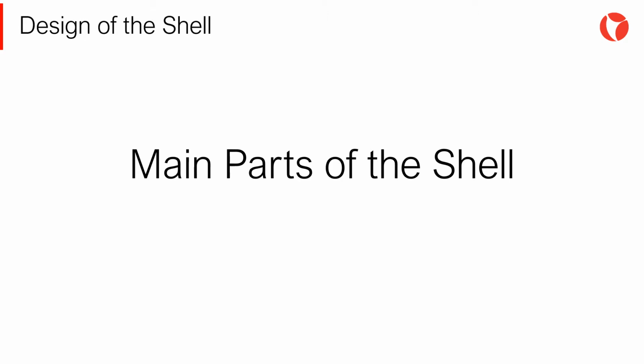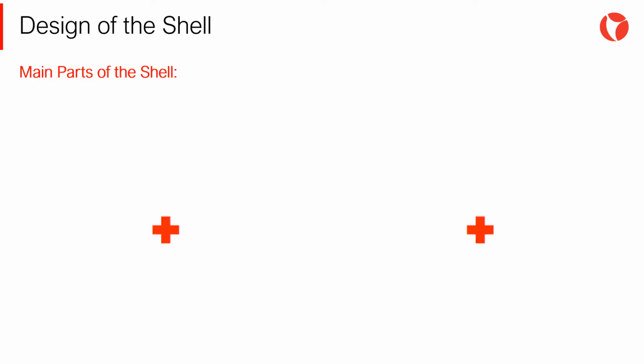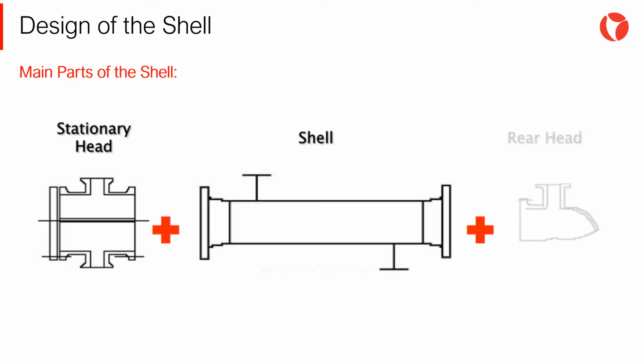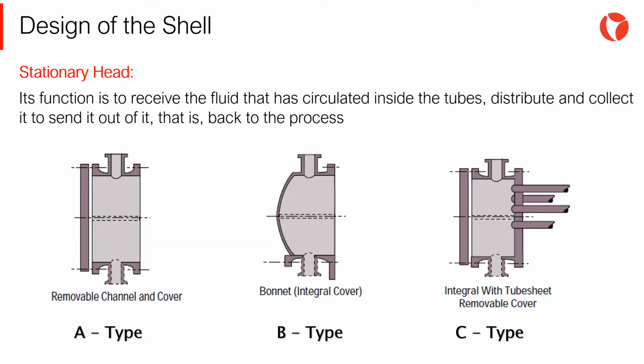Next, the main parts of the shell will be described. Shell and tube heat exchangers are formed by three external elements: the stationary head, the shell, and the rear head. The function of the stationary head is to receive the fluid that has to circulate inside the tubes, distribute it and collect it to send it out of it, that is, back to the process.